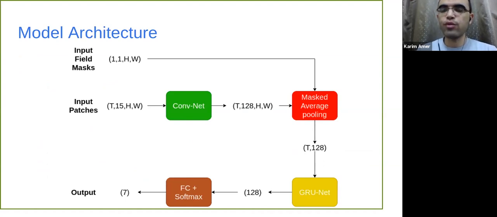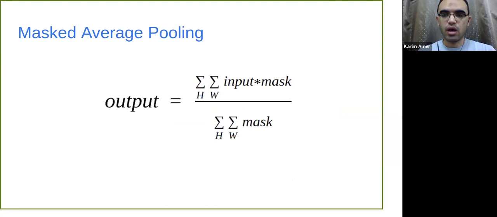So the goal of the masked average Boolean layer is to summarize the features for each time step. So instead of a 3D matrix for each time step, we have a 1D vector, only the feature vector for each time step. The way I summarized the features was to multiply the mask by the input feature for each spectral band and for each time step, and take the average across the valid pixels in the mask.